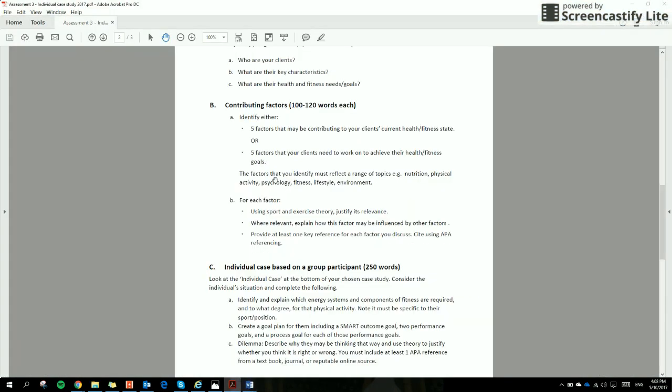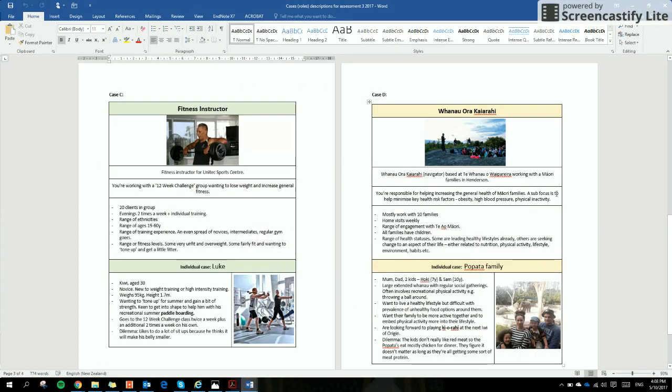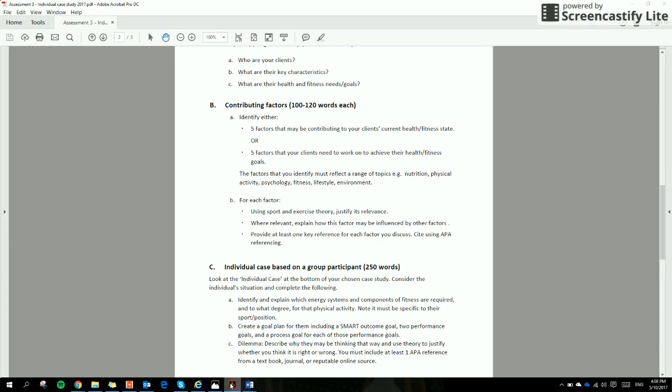The other option is that you can find factors of things that your client actually needs to work on to achieve their health and fitness goals. So you might look at the whānau ora kairahi. So you're working with Māori families. What are some factors of things that they might need to address to help them achieve their health and fitness goals? So they're wanting to improve their general health and also minimize their health risk factors for things like obesity and high blood pressure and physical inactivity. So what are some key factors that might help them address those particular goals, or that might help them achieve those goals better?